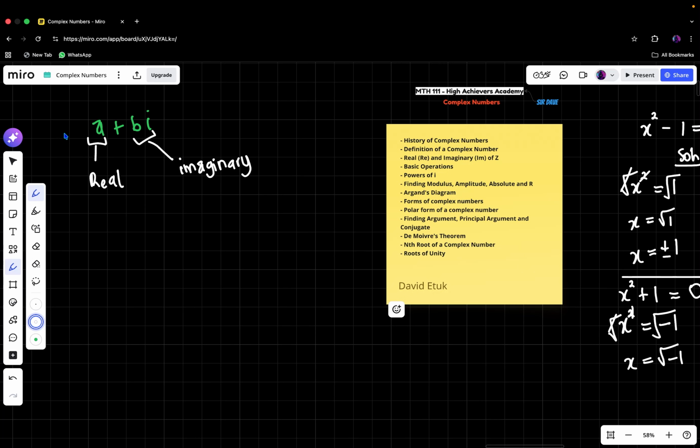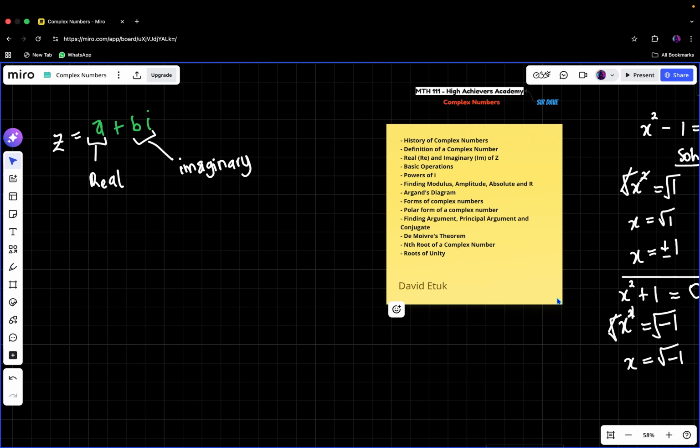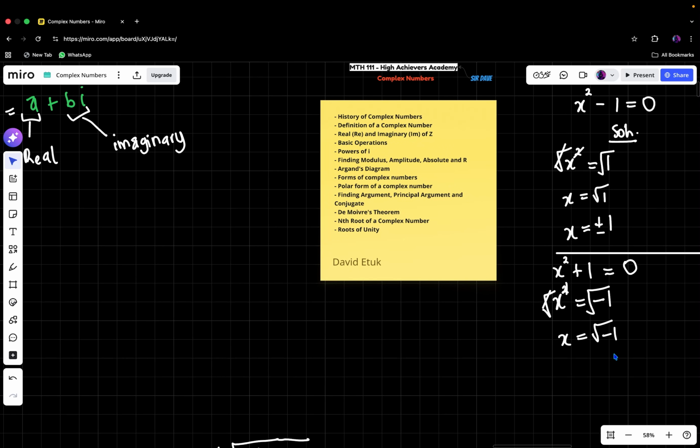And whenever we write complex numbers like this, the real and imaginary part, we put a z in front. So z here denotes complex numbers. When you say z, it denotes a complex number. Now, let us go and see how we can solve this kind of equation.